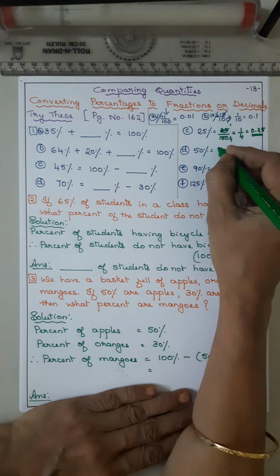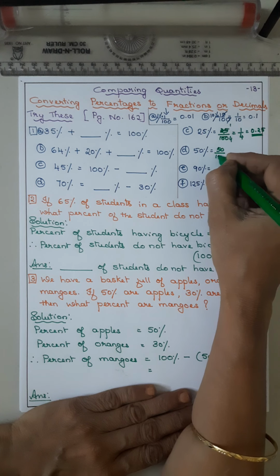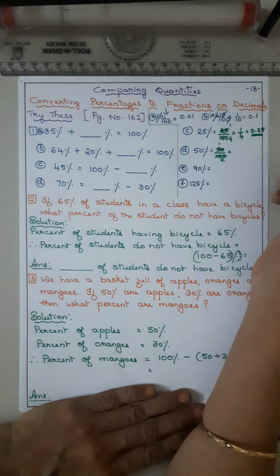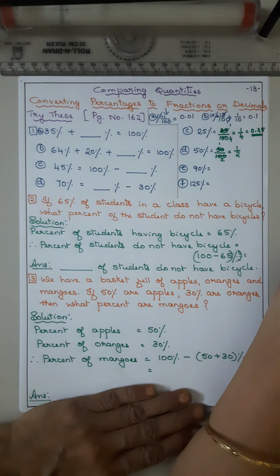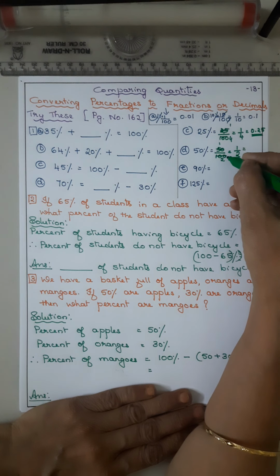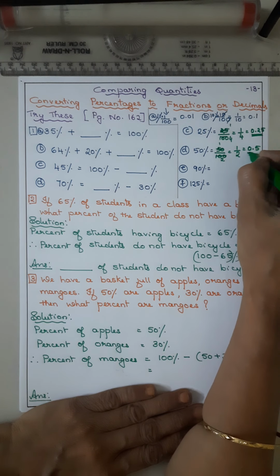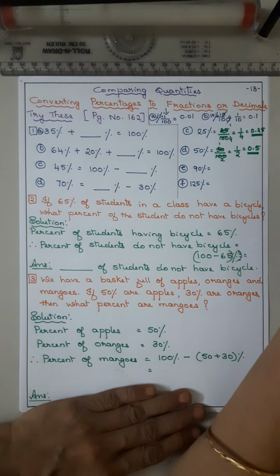Now 50% can be written as 50 by 100. Now 5 ones are 5, 5 twos are 10. So the fraction will be 1 by 2. But the decimal will be 50 by 100. 100 means it is 2 decimals, isn't it? So it will be 0.50. That means 0.5. A 0 on the right side of the decimal has no value, so 0.5.